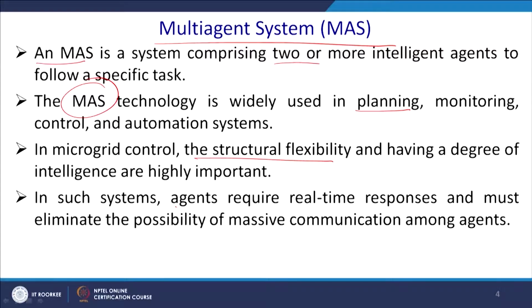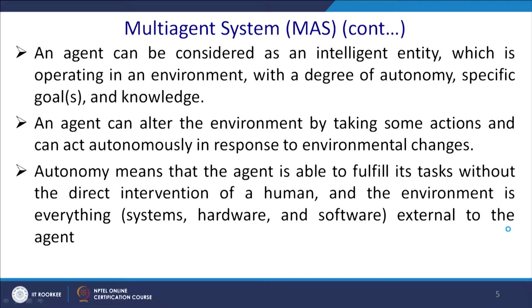In such a system, agents require real responses and must eliminate the possibility of massive communication among the agents. So, an agent can be considered as an intelligent entity which is operating in the environment with a degree of autonomy, specific goals and knowledge. An agent can alter the environment by taking some actions and can act autonomously in response to environmental changes. So, that is also possible.